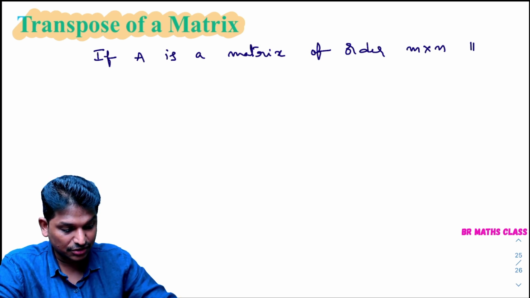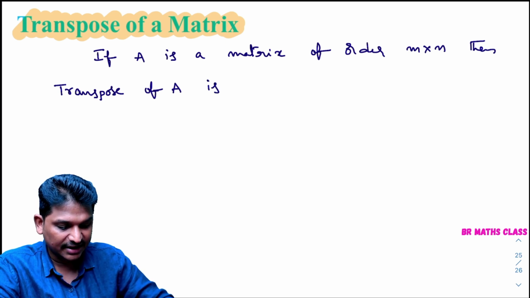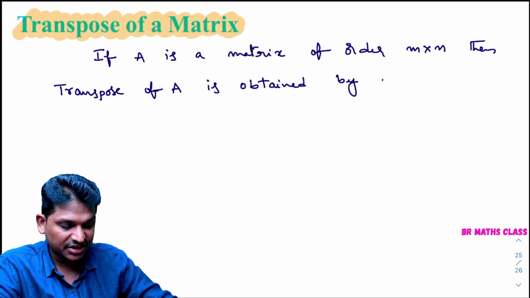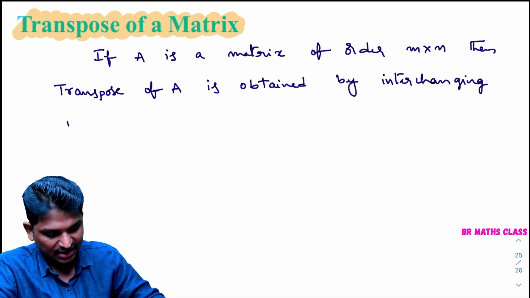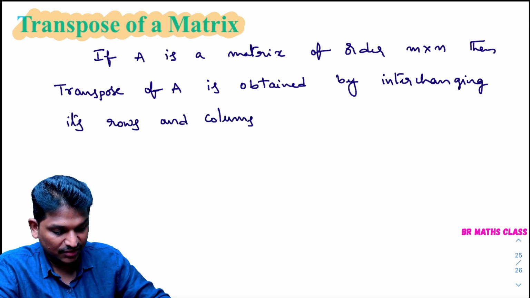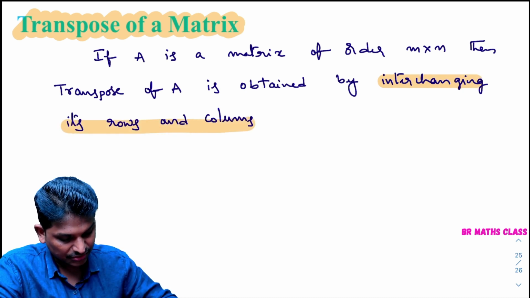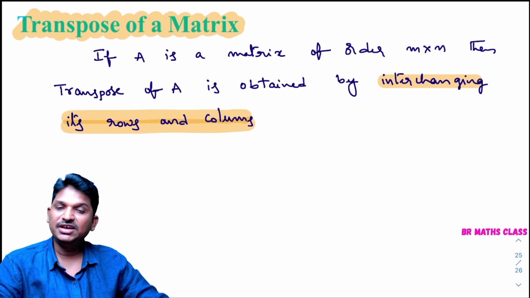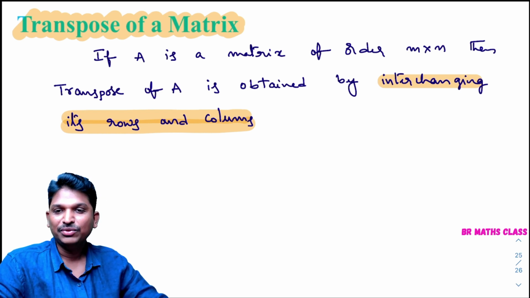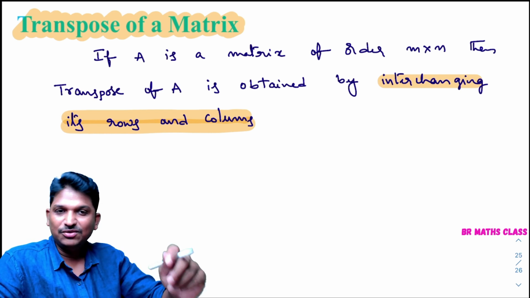Then transpose of A is obtained by interchanging its rows and columns. This is important. Transpose of A is obtained by interchanging its rows and columns. Here confusion will be there. We need to interchange rows as well as columns. Let's see one example.